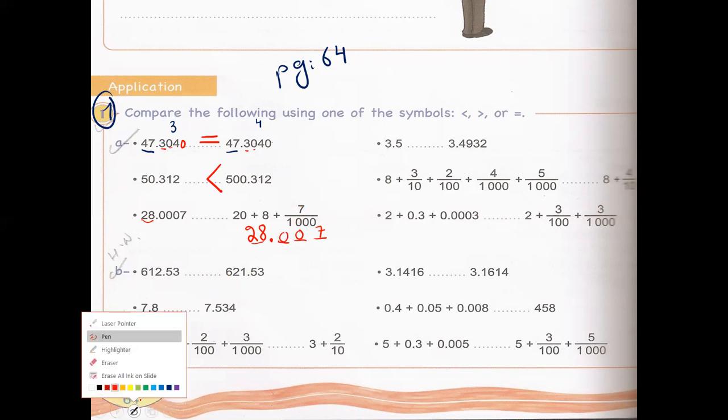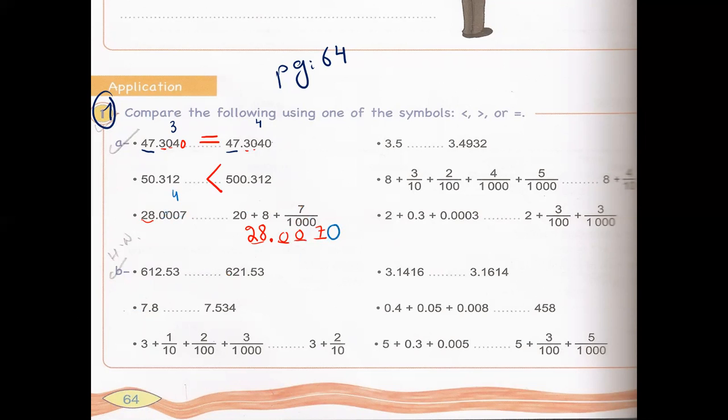Now we should count the decimal part. 1, 2, 3, 4 digits. Here 1, 2, 3. So what shall I do? We have to add 0, then we compare them. 0, 0, the same. 0, 0, the same. 0 and 7, we stop. They are different. Which one is bigger? 7. So the second number is bigger. So the most important thing is to count the digits and add 0 if they are different.